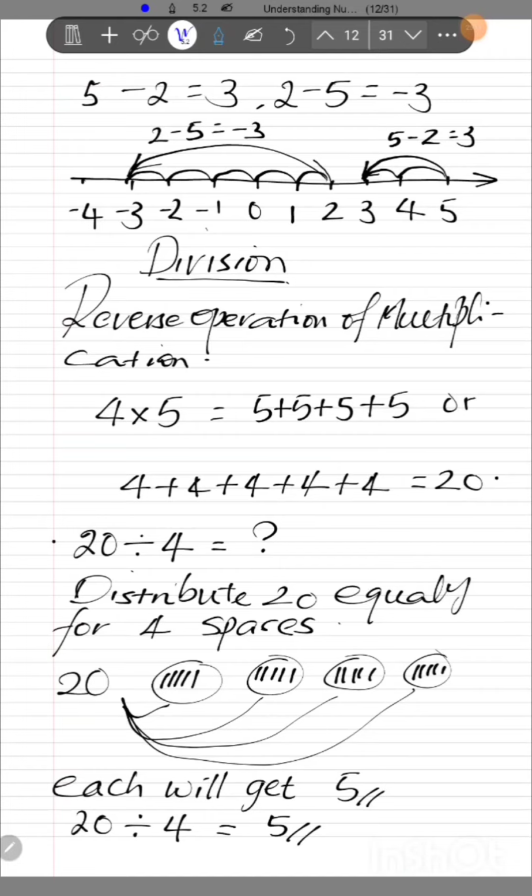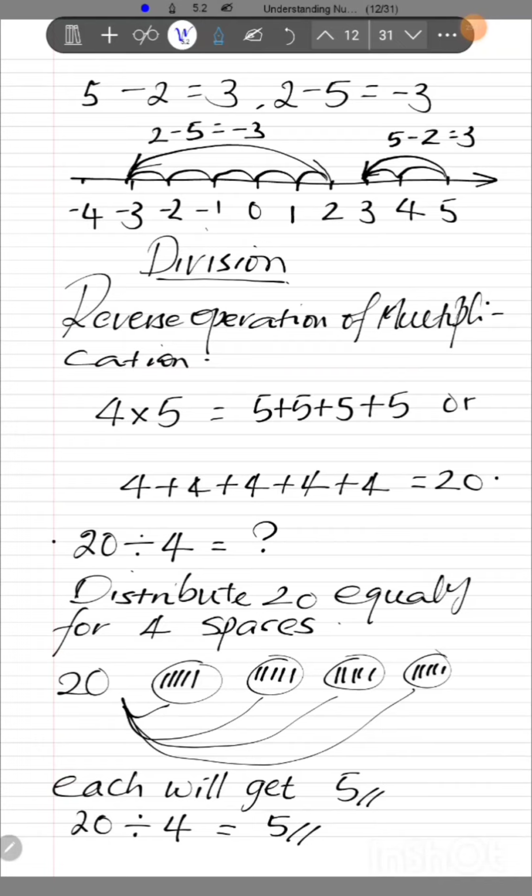So here again, subtraction. 5 minus 2: start from 5, move to the left 2 places. 1, 2 places, which is 3. What about 2 minus 5? Start from 2, move 5 times. 1, 2, 3, 4, 5, which is minus 3. So 5 minus 2 is different from 2 minus 5. That's because subtraction is not commutative. It doesn't fulfill the commutative property.